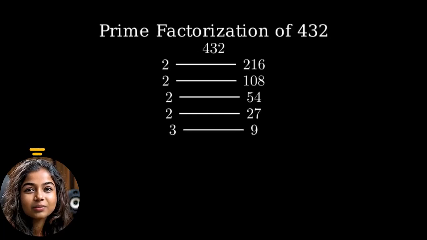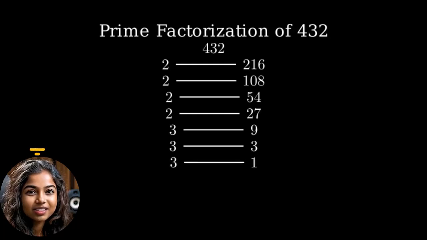27 is not divisible by 2, but it is divisible by 3. 27 divided by 3 equals 9. 9 is also divisible by 3. 9 divided by 3 equals 3. Finally, 3 is divisible by 3. 3 divided by 3 equals 1. And we're done since we've reached 1.